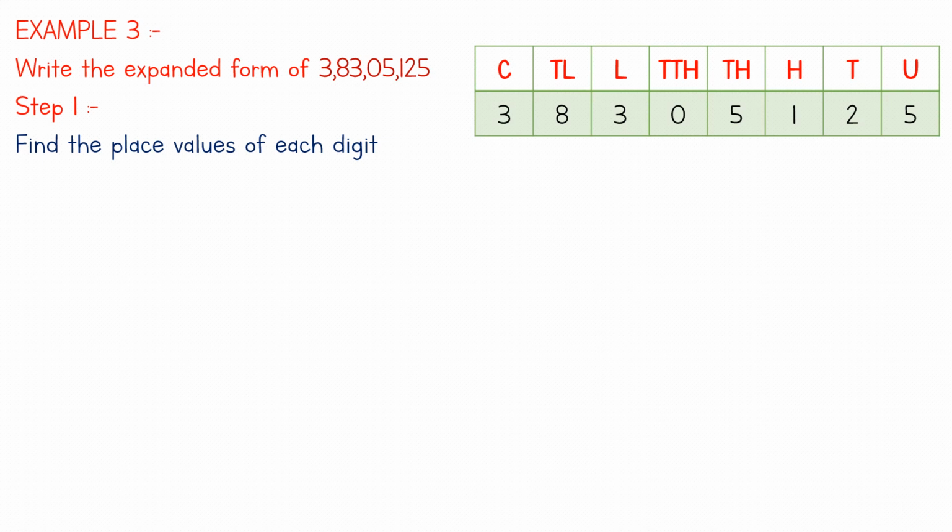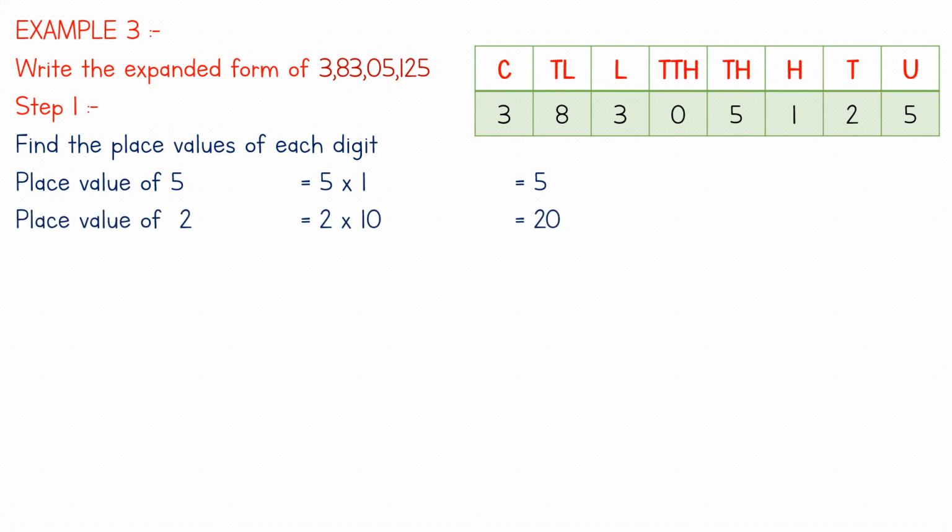Place value of 5. 5 is in units place kada, 5 into 1 is 5. Next, place value of 2. 2 is in tens place kada, 2 into 10 is 20. Place value of 1. 1 is in hundreds place, 1 into 100 is 100. Next, place value of 5. 5 is in thousands place, 5 into 1000 is 5000.